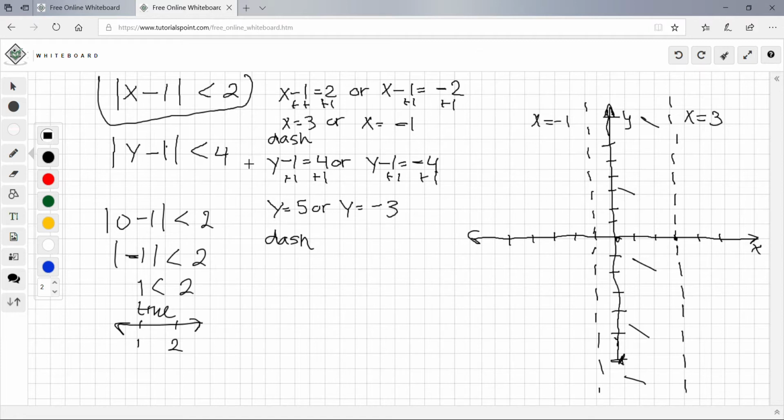Okay, now let's graph this part. So it's going to be horizontal, so here's -3, 1, 2, 3, and it's going to be dashed. Call this y equals -3, and then y equals 5 is 1, 2, 3, 4, 5 right here, and it's dashed.